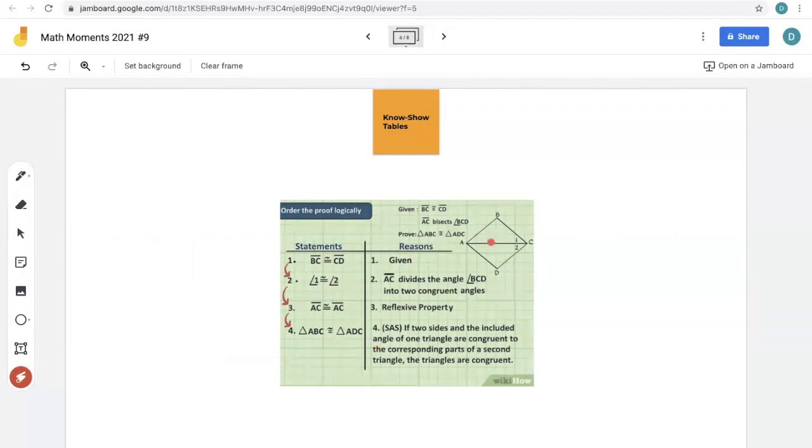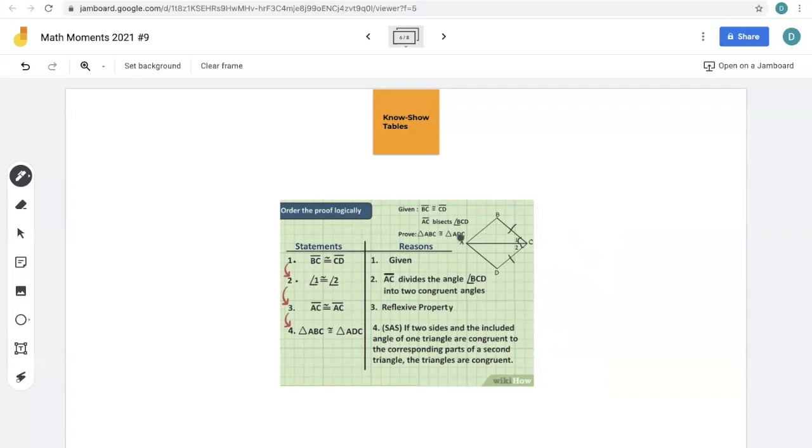We are given a diagram up here, and we're also given a statement that side BC is congruent to side CD. So a helpful thing to do would be to label your diagram. BC and CD are congruent. We also know that AC bisects the angle BCD. And so what that is telling us is that this C right here is bisected, and so angles 1 and 2 are congruent. Then it wants us to prove that the two triangles are congruent.